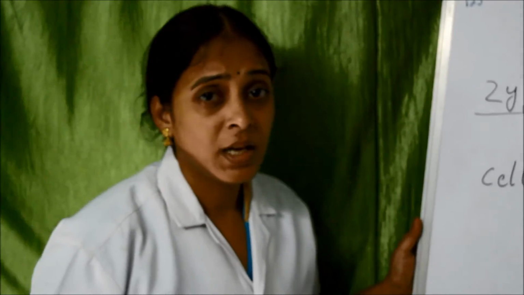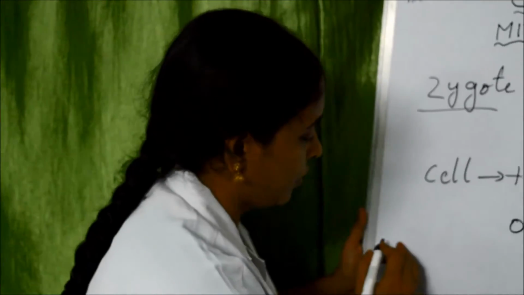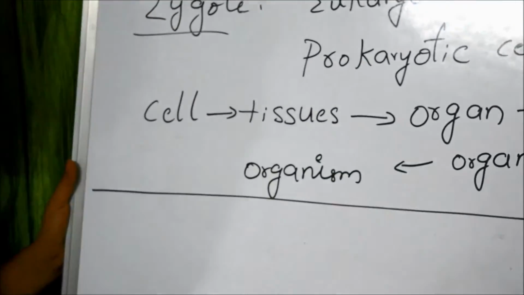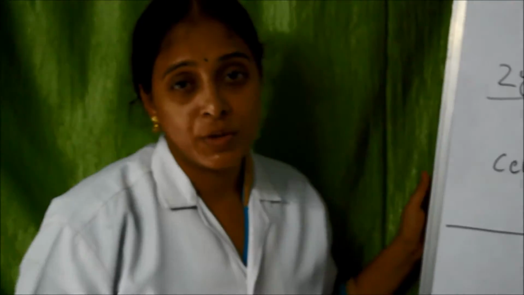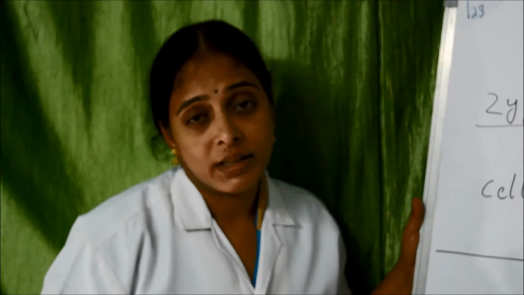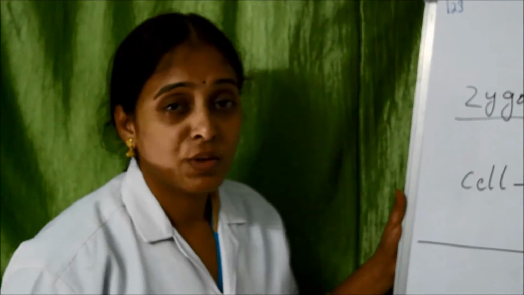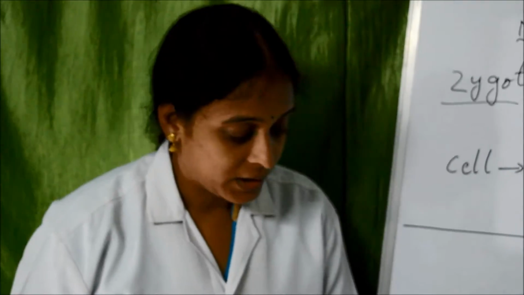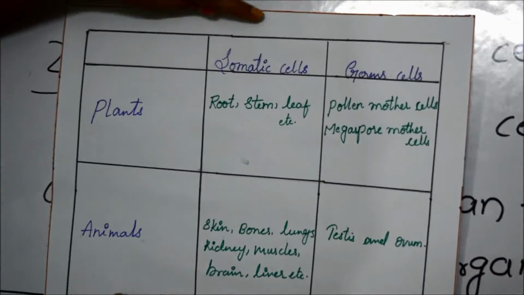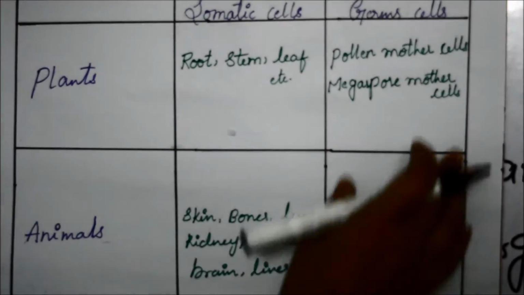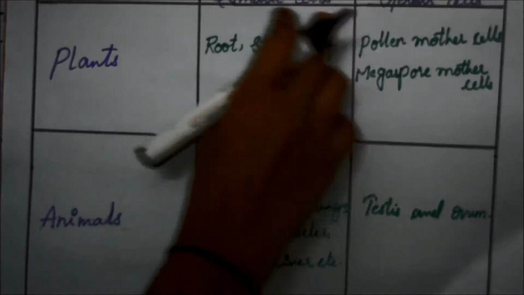The cells produced from an egg or a zygote are of two types: somatic or vegetative cells, and germ or reproductive cells. The various organs in these organisms are derived from these two types of cells.